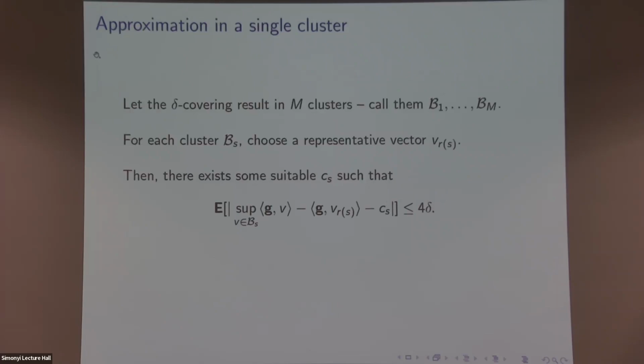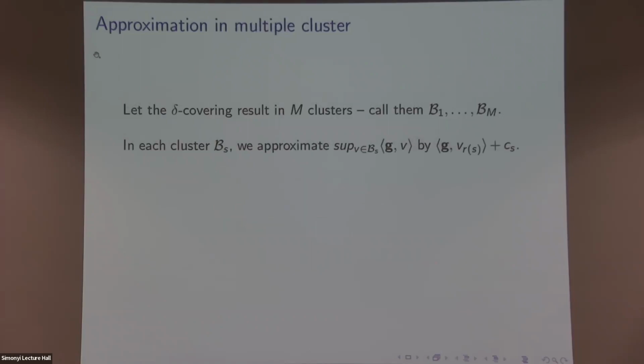So the moral of the story so far is that we have created a covering of our set of vectors. For each of the clusters, we have chosen a representative vector V as a cluster representative. And then there exists some suitable choice such that within each cluster, the sup of the Gaussian process is approximated by a single Gaussian plus a constant to error 4 delta. Within each cluster, it's well approximated by a single Gaussian plus a constant. And you still didn't use the width bound. I still haven't used the width bound, it will come later. So in each cluster, I have a suitable approximation by a non-centered Gaussian.